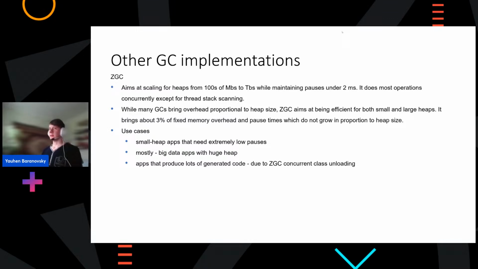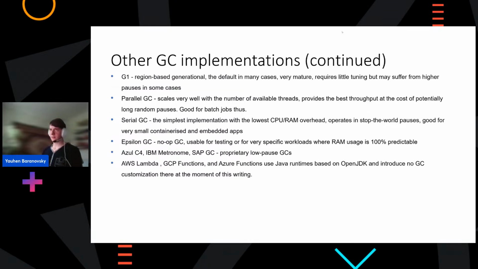And as for the use cases, it's quite good at handling very big applications like those in the big data ecosystem. Also, because of its scalability, it's able to maintain very low pauses for underpowered devices, like, for example, IoT. And also, it's quite good for applications which generate a lot of code on the fly, like those which support some sort of user scripting features.